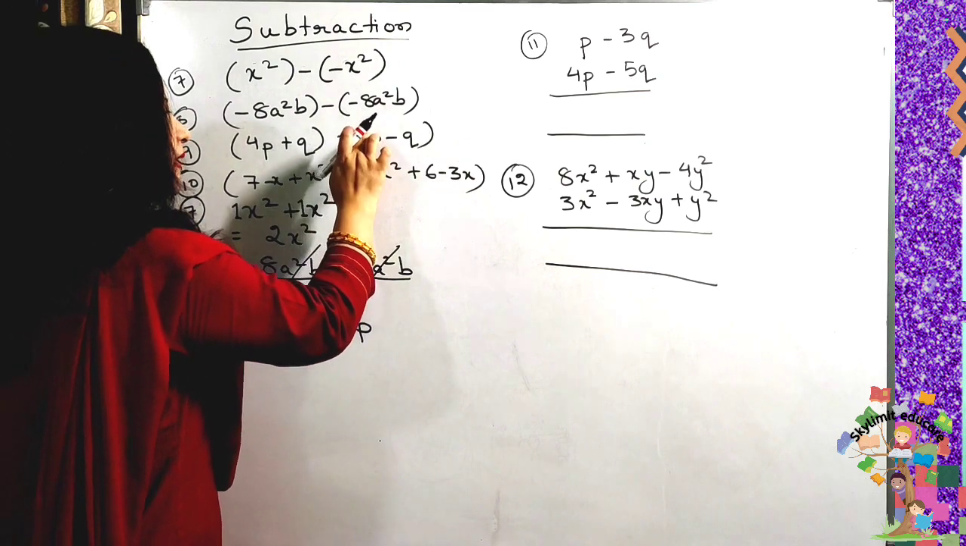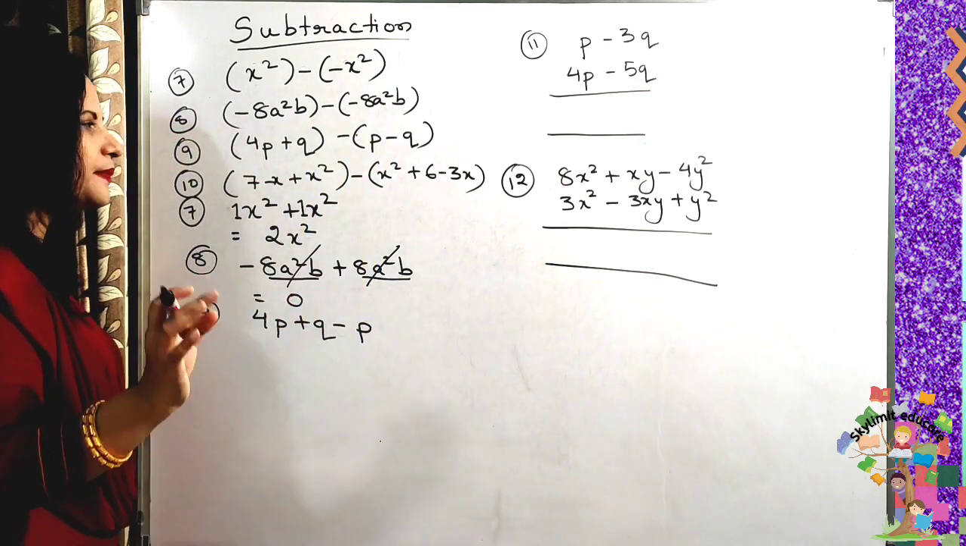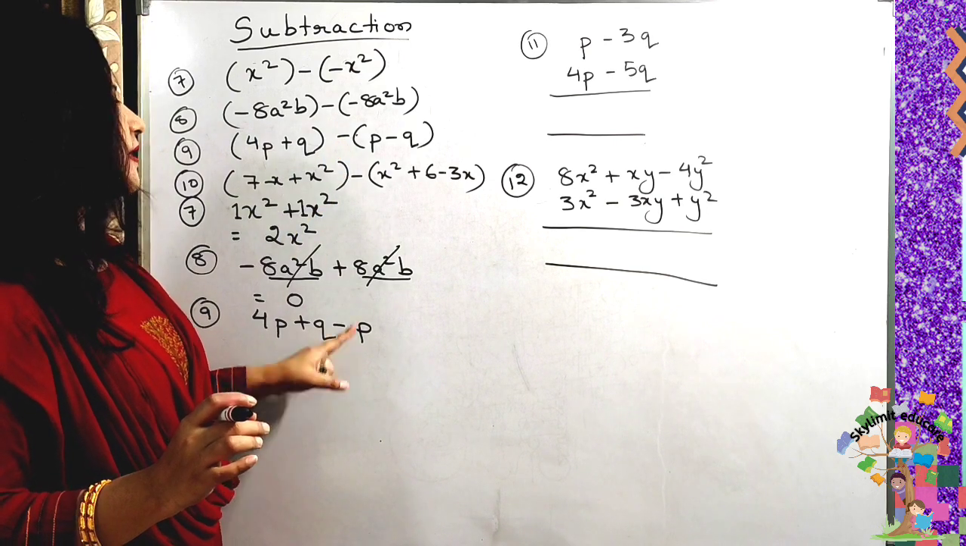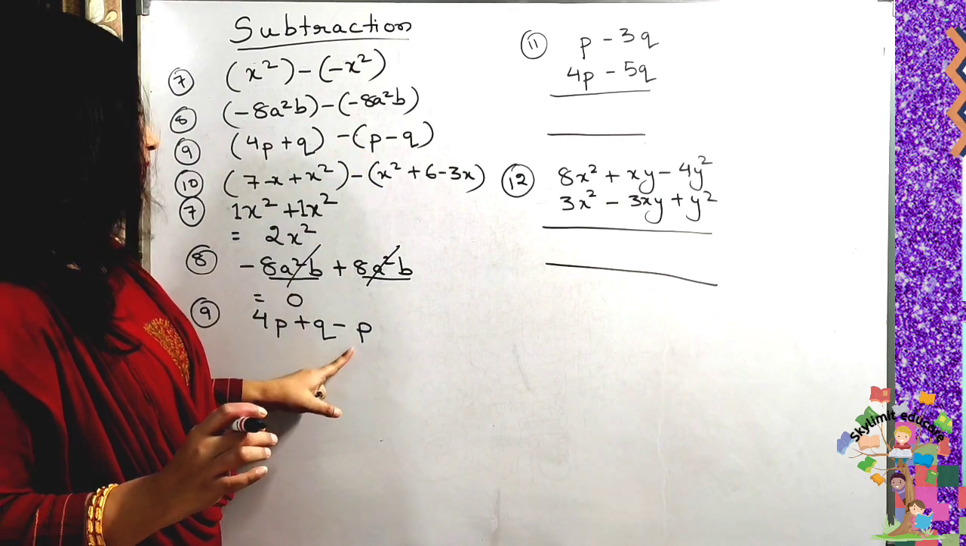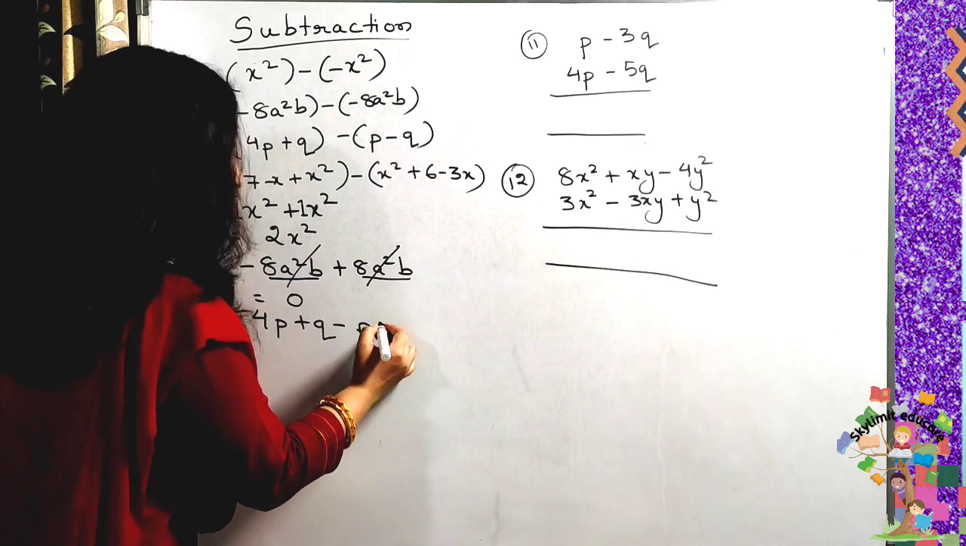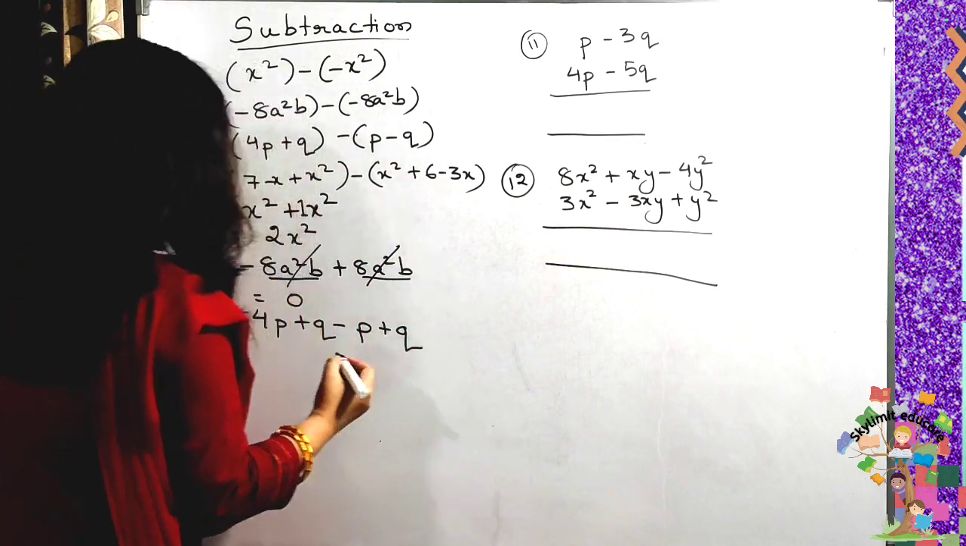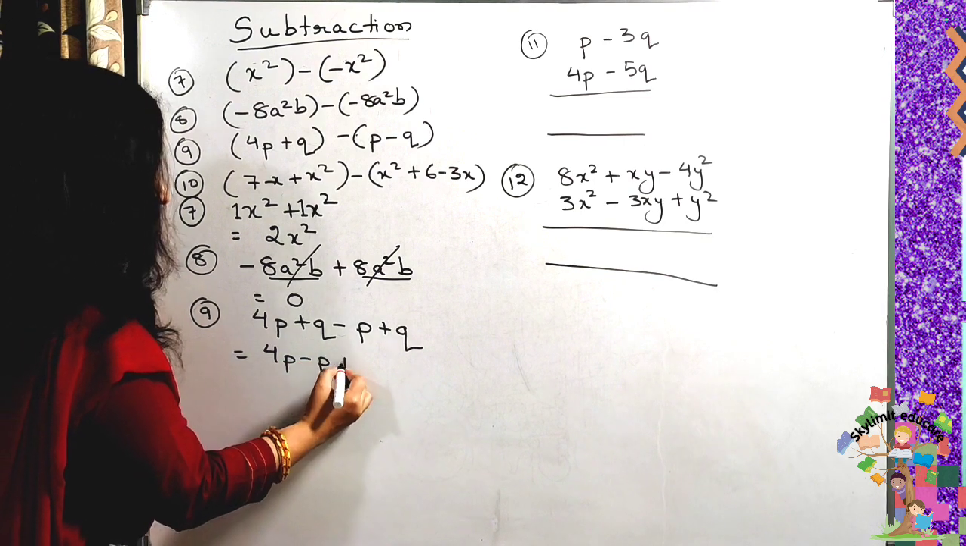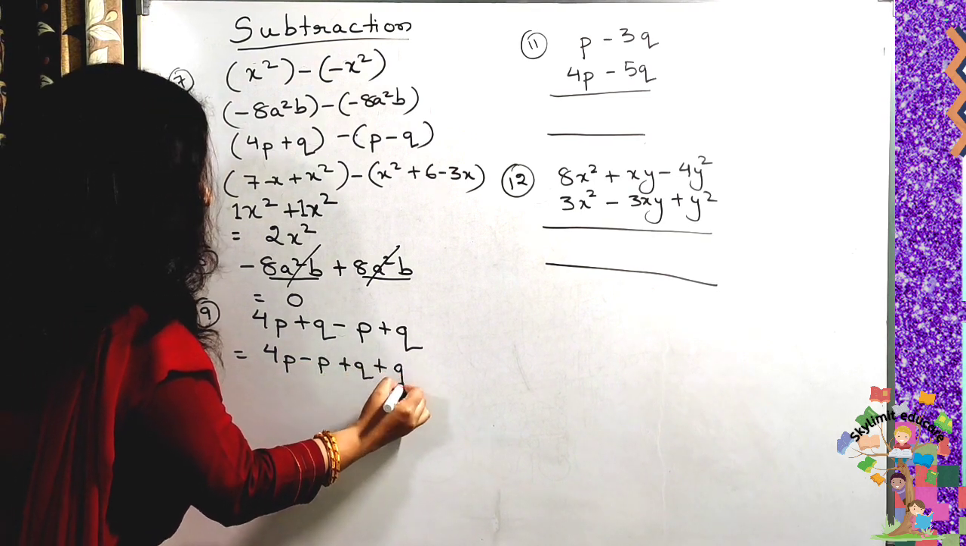So no need to multiply again and again. What I have told you, simply when you open the bracket and you see a minus sign outside, every sign will become opposite, and p plus p will become minus p and minus q will become plus q. Okay. So now you can easily arrange the like terms. 4p minus p plus q plus q.